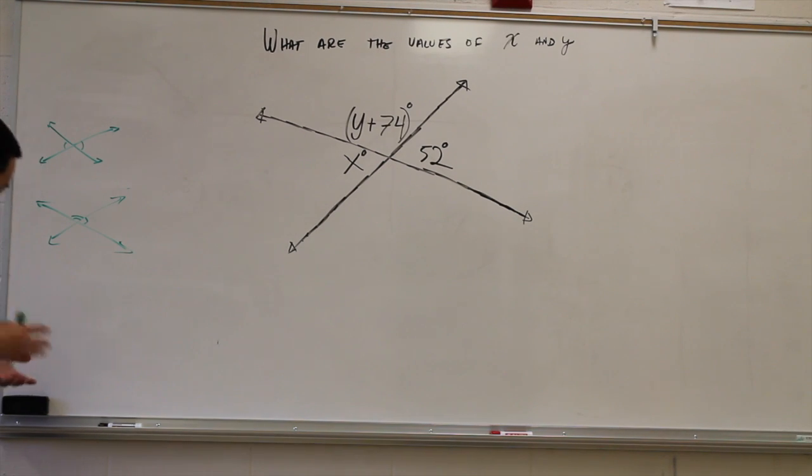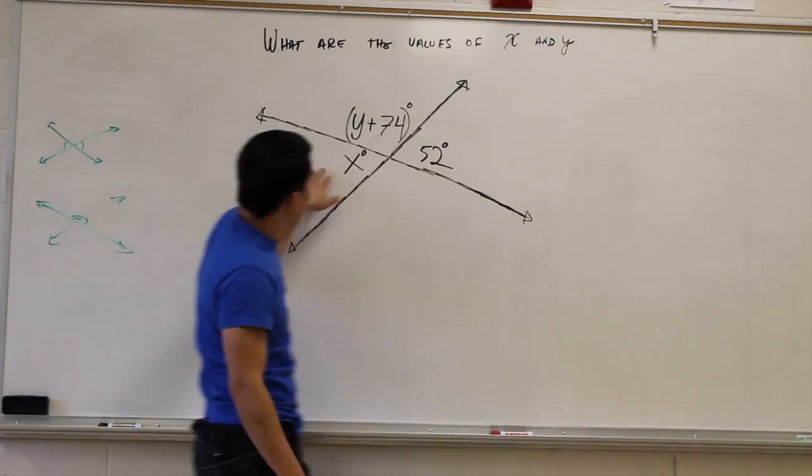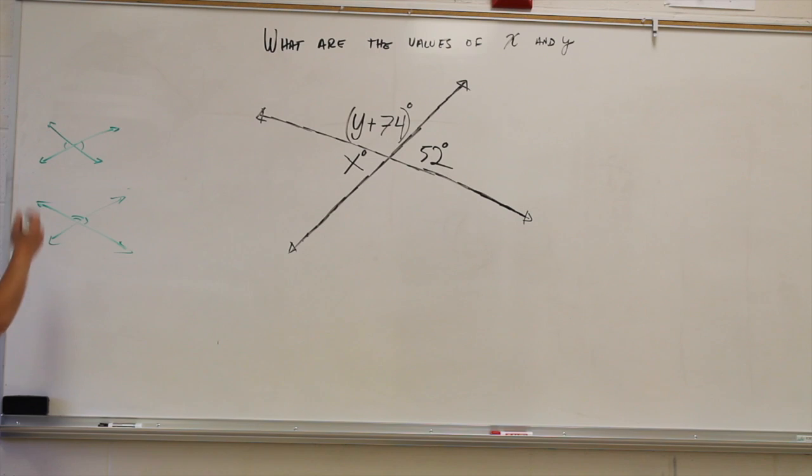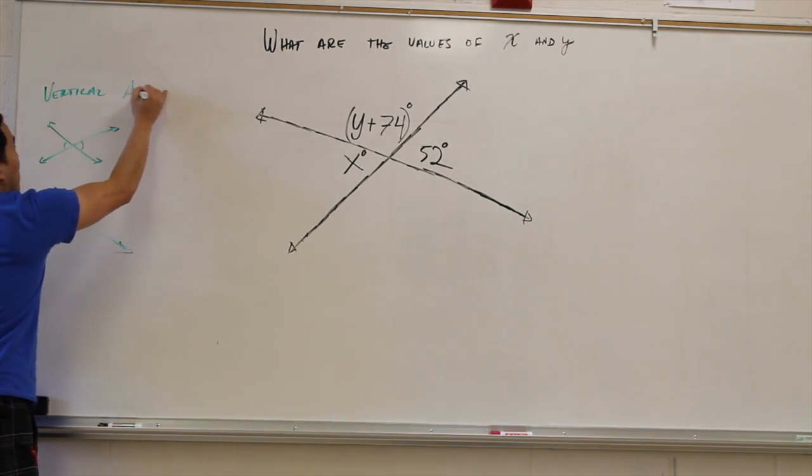Okay, so in my notes, I found something that looks kind of similar. These two angles are across from each other, and those two are across from each other. In my notes, it says it's something called a vertical angle. Yeah, absolutely.